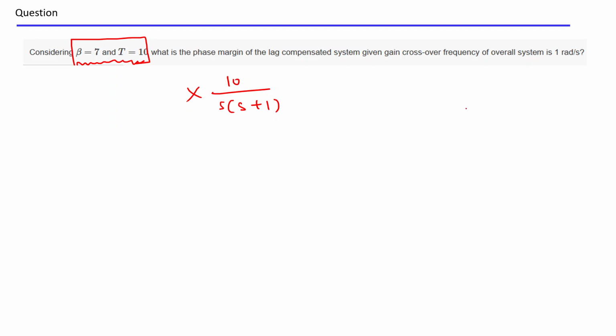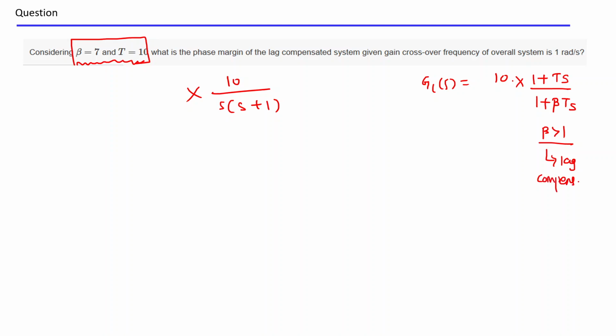You need to design a compensator now whose gain is already 10. You already got that from the last slide, but you have to add something here. In a standard compensator, the formula is 1 plus Ts divided by 1 plus beta T s. Whether you are adding a lag or lead compensator depends upon the value of beta. In this question, beta is given as 7, which is greater than 1. Once beta is greater than 1, it means it is a lag compensator.